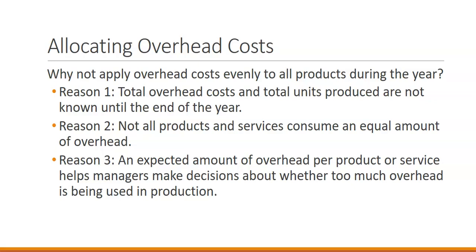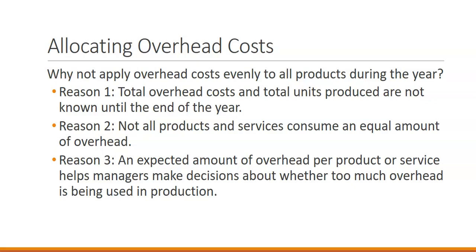So this allocation or application of overhead, we call it allocating overhead costs. We also call it applying overhead costs. So total overhead costs and our total units produced during the year are not always known. We get orders in for the entire year. So we need to make a decision about how we're going to allocate overhead when we start our yearly process and use that system.